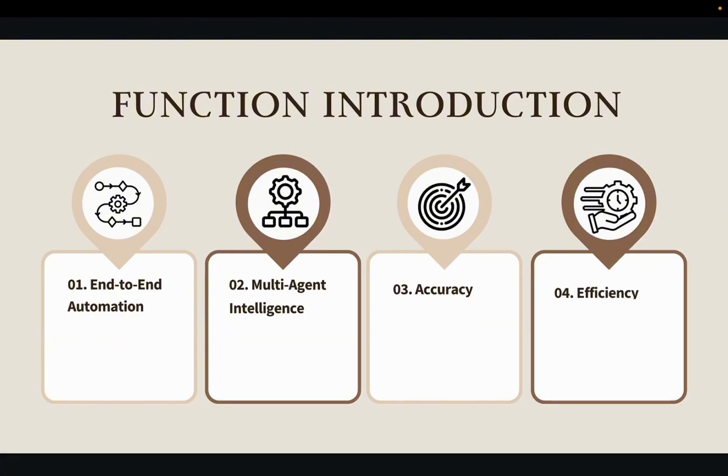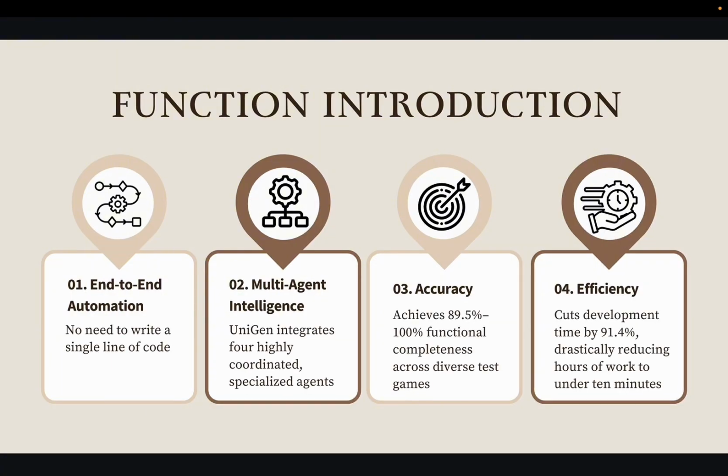The first one, end-to-end automation, from natural language descriptions to a fully runnable Unity project with no code required. Second, multi-agent intelligence. UniGen brings together 4 specialized agents: the planning agent, the generation agent, the automation agent, and the debugging agent. Each one plays a role in creating blueprints, producing scripts, assembling the scene, and fixing errors automatically.